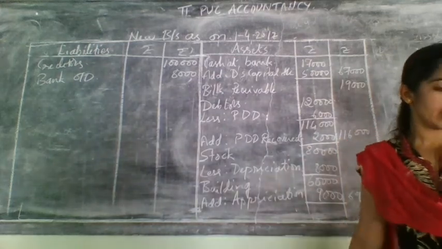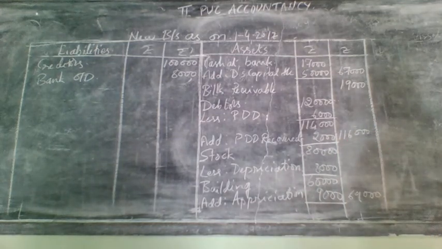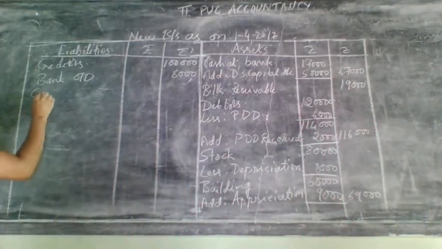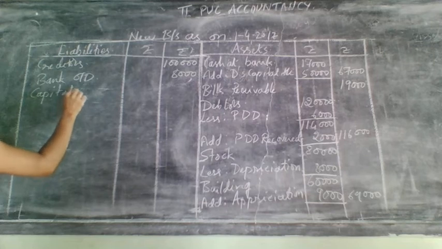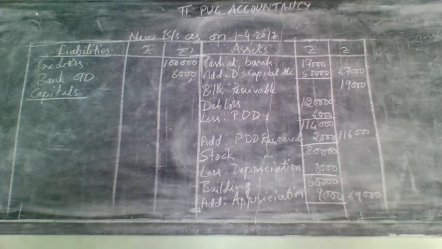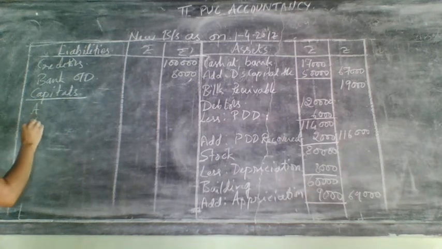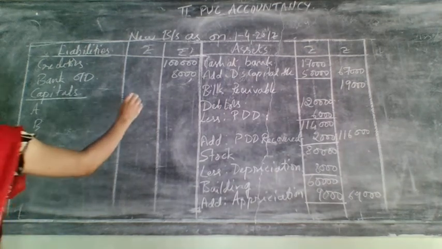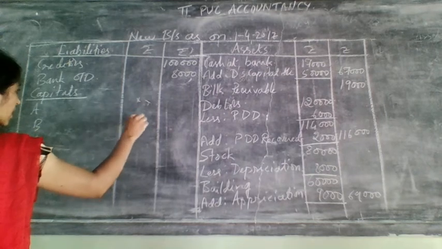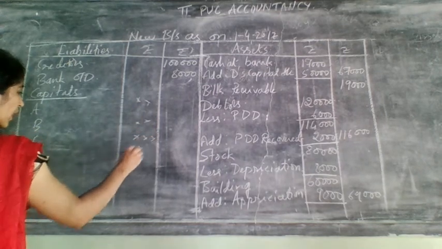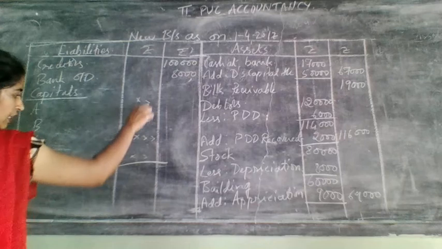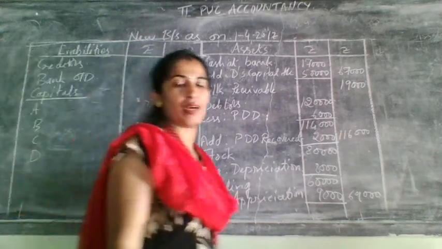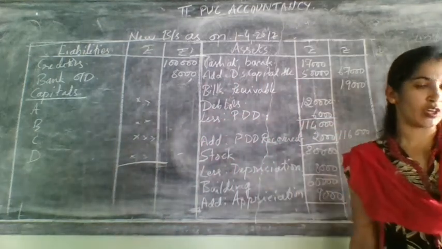After writing this, next you need to write what? Capitals. Here how many partners are there? In total there are 4 partners. That means including old partners, old partners there are 3. Now one more was added, that is D. Write their capital amounts here. Whatever the balance carried down, write it here, add it and write it in the outer column.